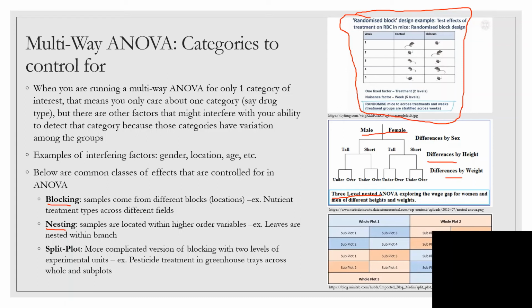Another one, this is more in agricultural research, but classical, is split plot. It's more complicated, where there'll be multiple levels. So like maybe pesticide treatment in greenhouse trays across whole plots and subplots. So here's an example of this sort of split plot design where there might be multiple levels.